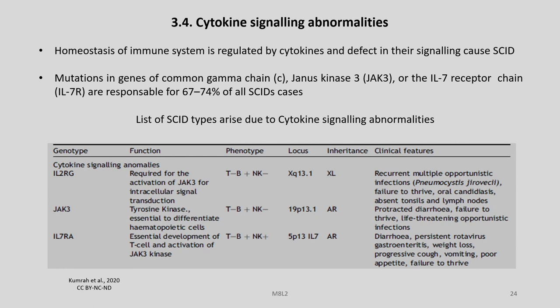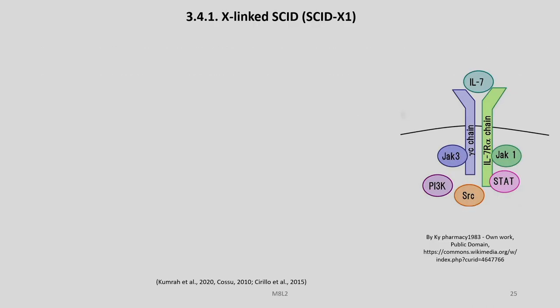In the table, we can see the list of SCID types which arise due to cytokine signaling abnormalities involving the genotypes IL2RG, JAK3, IL7RA, and the corresponding clinical features like recurrent multiple opportunistic infections, failure to thrive, oral candidiasis, then absent tonsils and lymph nodes. In the second case of JAK3, we have protracted diarrhea, failure to thrive, life-threatening opportunistic infections, and in IL7RA, there is diarrhea, persistent rotavirus gastroenteritis, weight loss, progressive cough, vomiting, poor appetite, and failure to thrive.